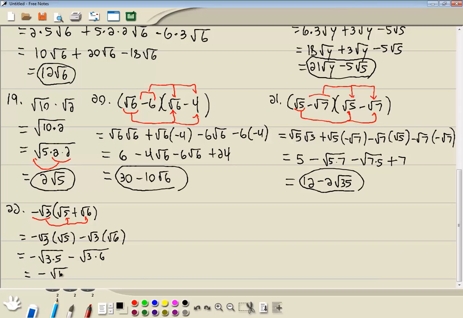Okay, so that gives us 15 minus square root of 3 times 2. Prime factorization is 6. And we got a pair of somethings here. Here's a pair of 3s, so that's going to come out in front as a single 3. So we're going to have negative square root of 15 minus 3 square root of 2. And that's our answer.